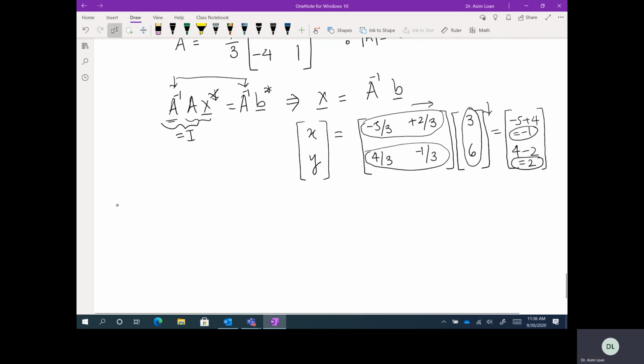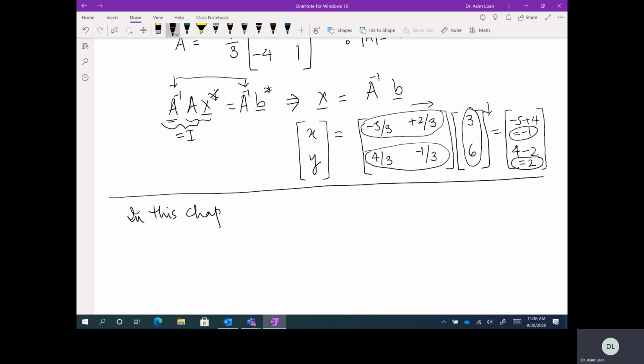So in this chapter, our focus will be on the elimination method, and we want to convert everything into the row reduced echelon form.